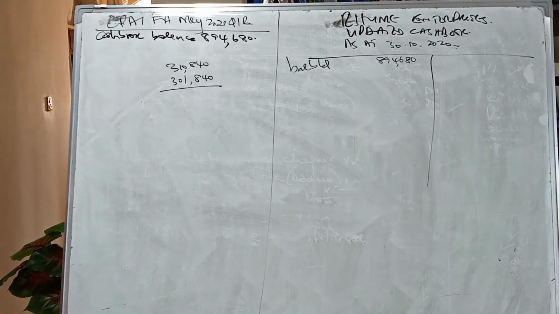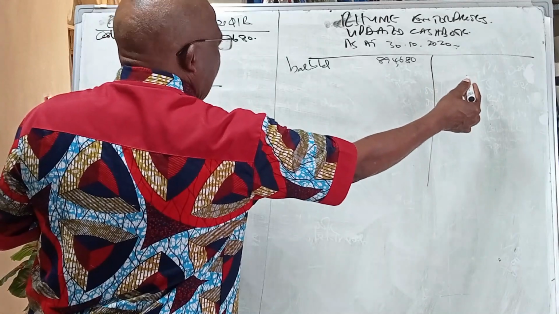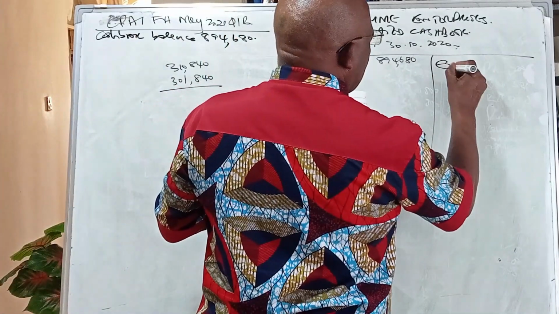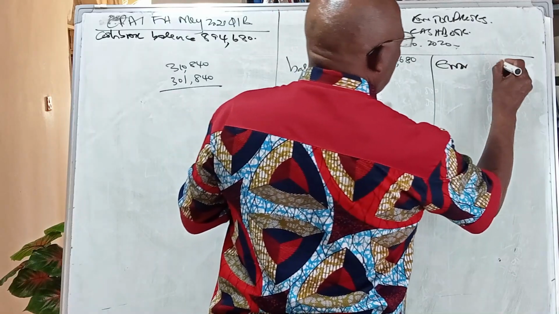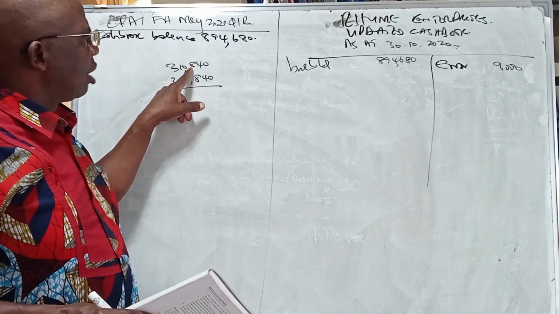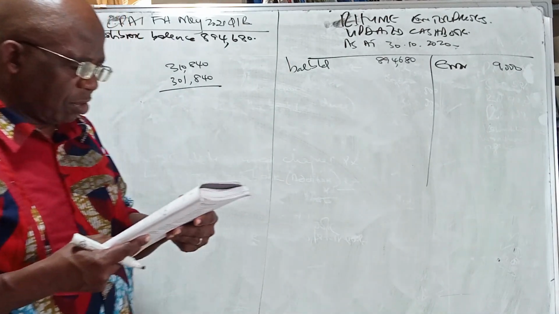So 310,840 minus 301,840 is 9,000. We deducted 301,840 instead of deducting 310,840, and therefore we continue deducting because there was an error. We deducted less, so we now deduct further. We increase the deduction by crediting our cash book with 9,000.